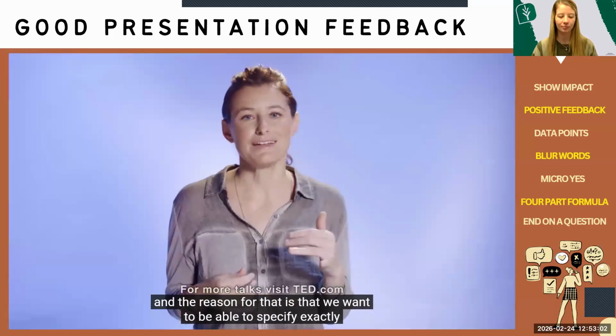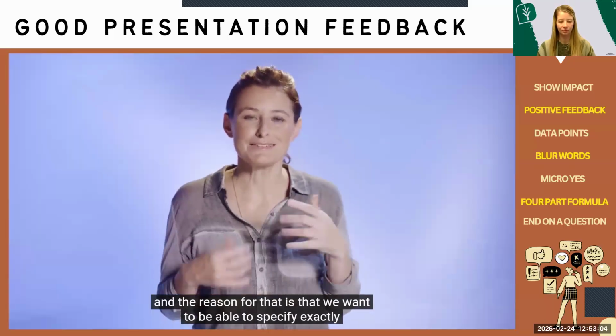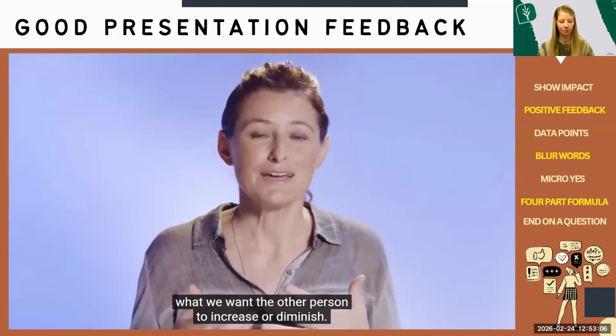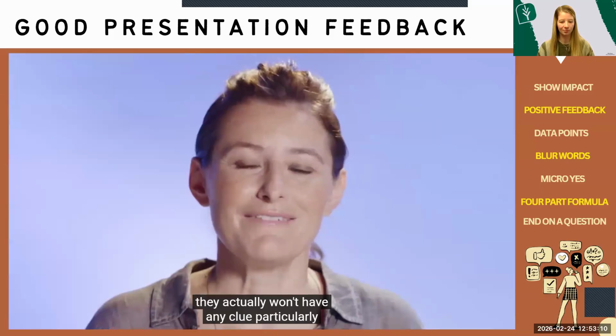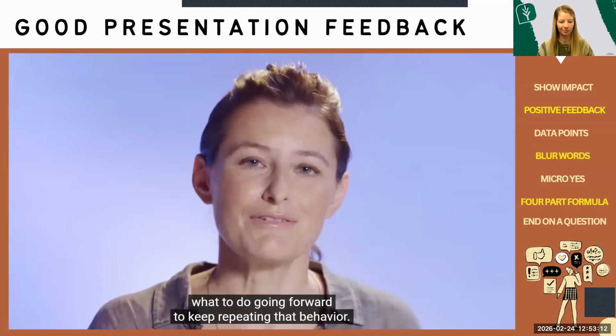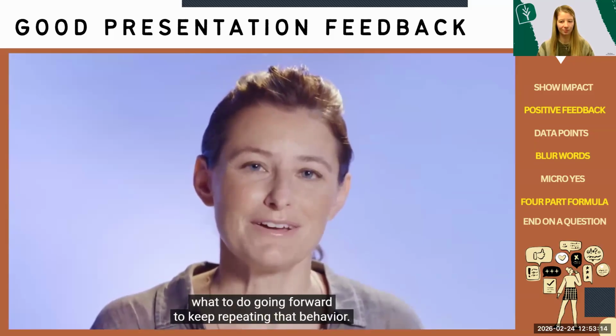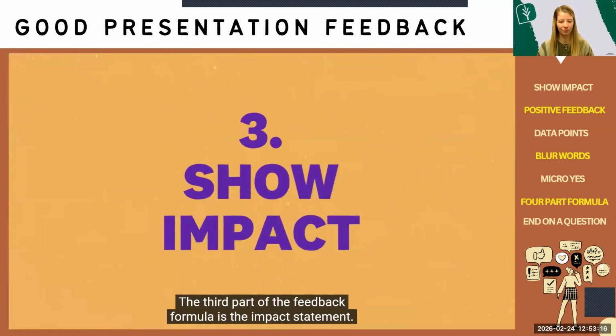And the reason for that is that we want to be able to specify exactly what we want the other person to increase or diminish. And if we stick with blurb words, they actually won't have any clue, particularly what to do going forward to keep repeating that behavior. The third part of the feedback formula is the impact statement.